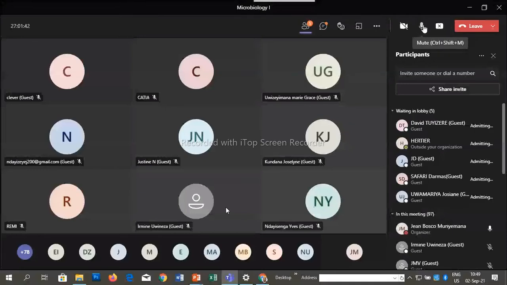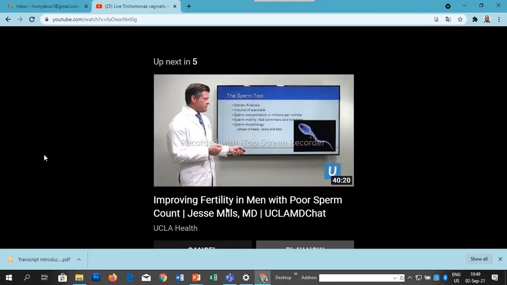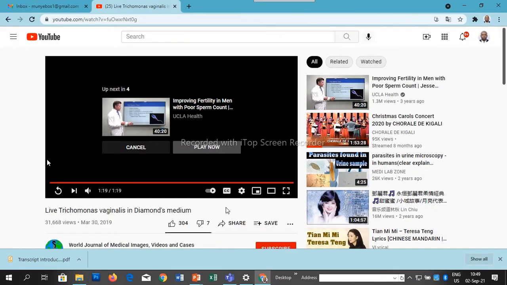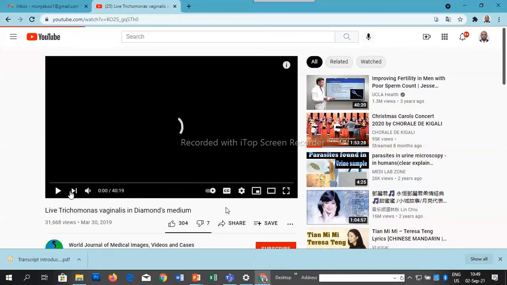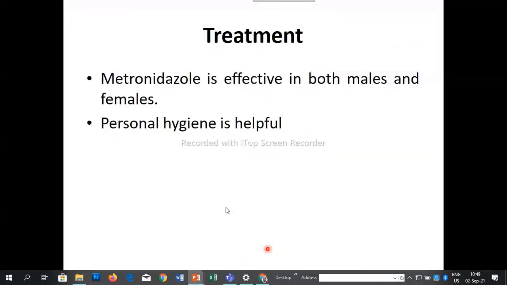I was saying that that's the particular morphology of Trichomonas vaginalis, and it's very characteristic. You can't really confuse it with something else. So, it's simple to diagnose.